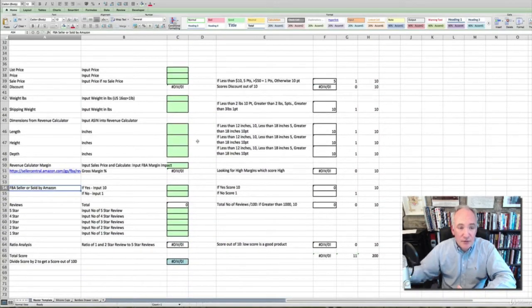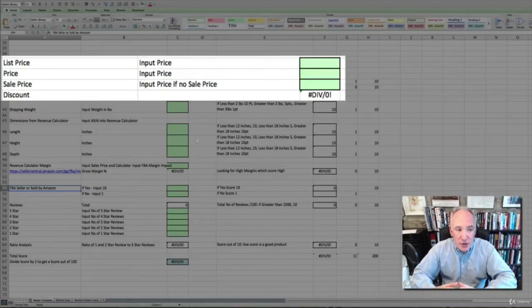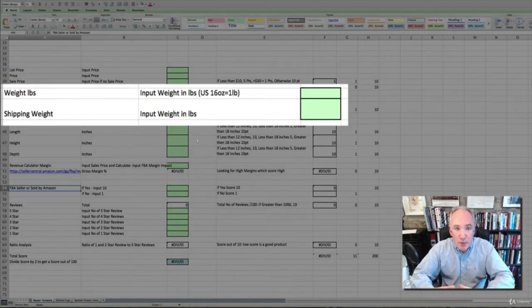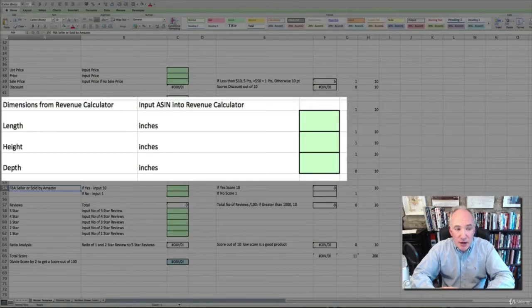Then in the second half, we'll start to look at some of the more detailed things, and you'll recognize these are all things that we were talking about in the previous lecture when I took you through the screening your competition process. So you need to put in the list price, and then the price it is normally sold at by that seller, and then the sale price if he's discounted, and then just put in the input price if there's no sale price, because I'm trying to find out whether this person is discounting his price or not. Then you want to input the weight in pounds and the shipping weight, and then from the revenue calculator you want to put in the dimensions, length, height and depth.